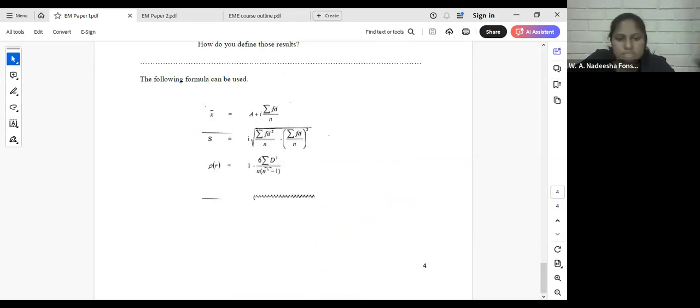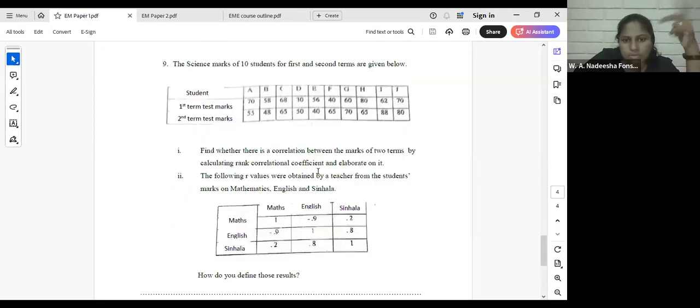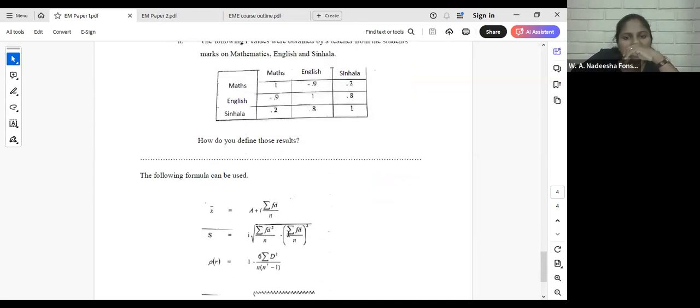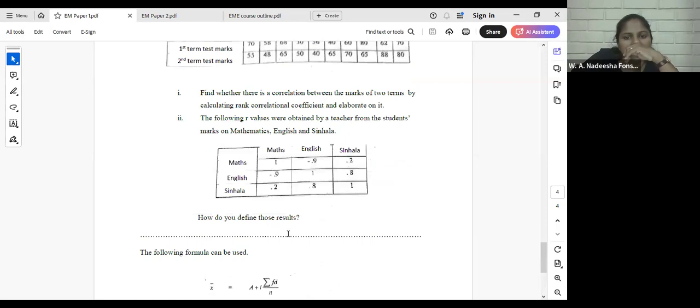1 minus 6 into sigma D squared, which means the addition of all D square values, divided by N, the number of students. That is the number of students, 10. 10 into, within the bracket, 10 square, 100 minus 1, 99. So like that you can calculate. Then you have to calculate the R value.